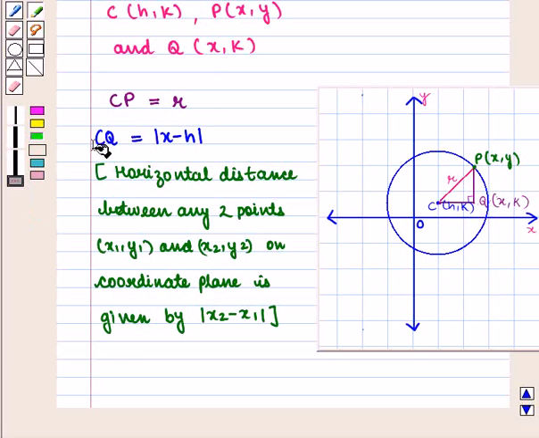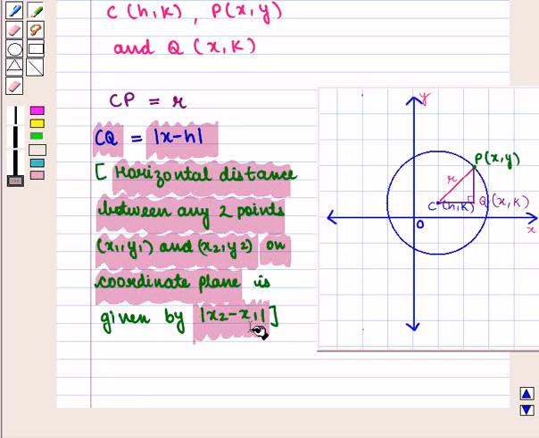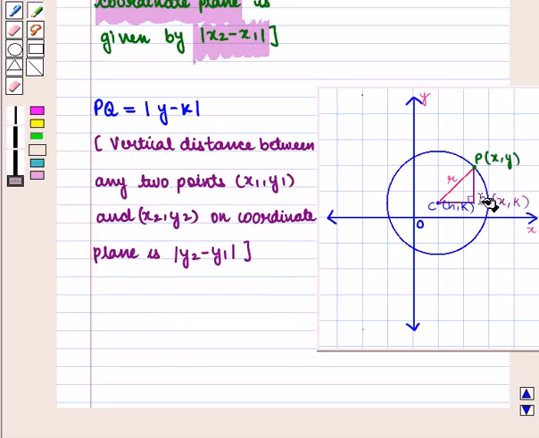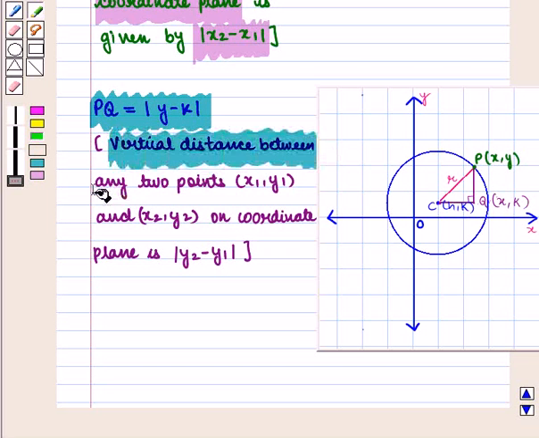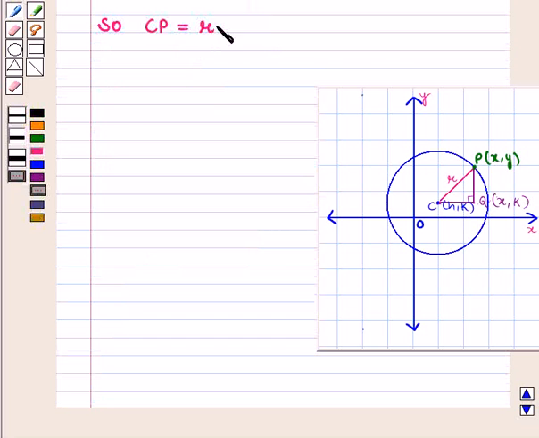The length of side CQ will be equal to modulus of x minus h, because the horizontal distance between any two points with coordinates (x1, y1) and (x2, y2) on the coordinate plane is given by modulus of x2 minus x1. The length of side PQ is given by modulus of y minus k, because the vertical distance between any two points with coordinates (x1, y1) and (x2, y2) is given by modulus of y2 minus y1. So we have CP equal to r, CQ equal to modulus of x minus h, and PQ equal to modulus of y minus k.